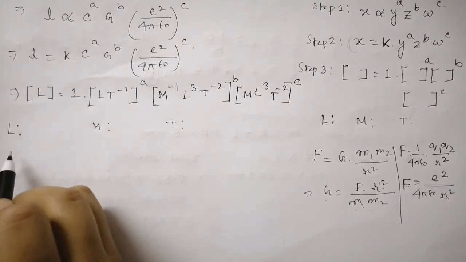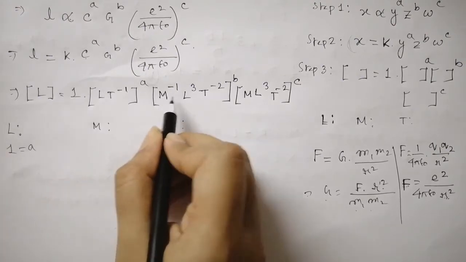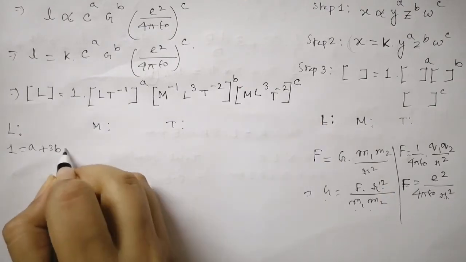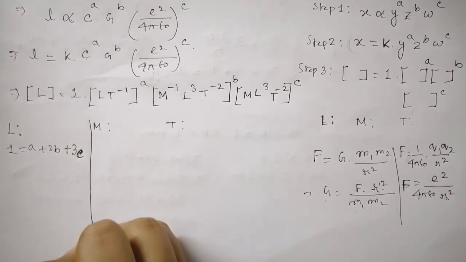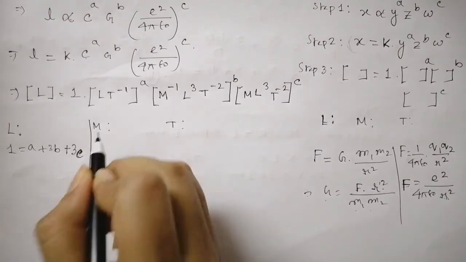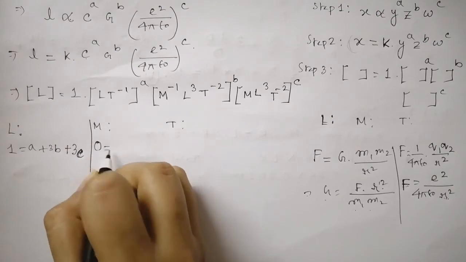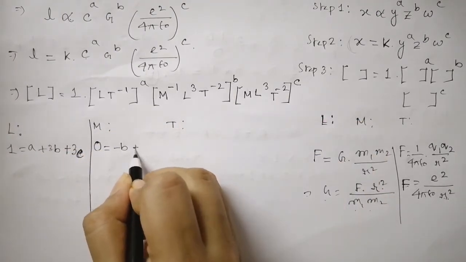First, equate the power of L. Left hand side the power of L is 1. Right hand side a plus 3b plus 3c. What is for M? Left hand side there is no M, so 0 equal to minus b plus c.